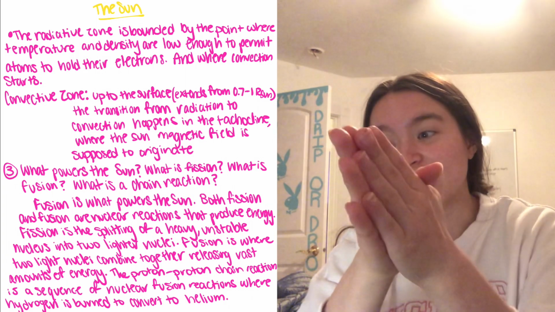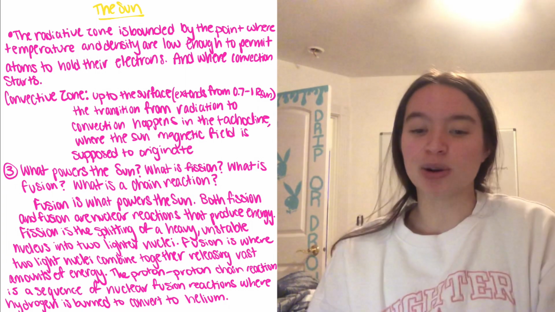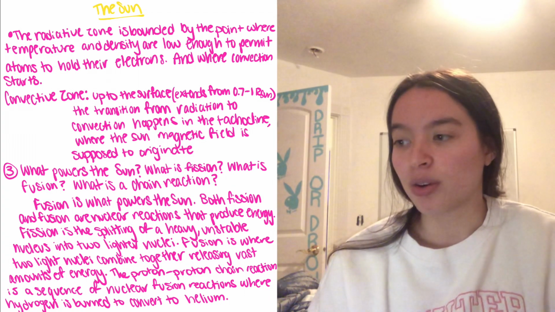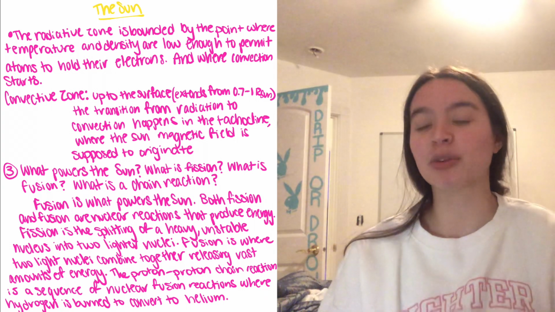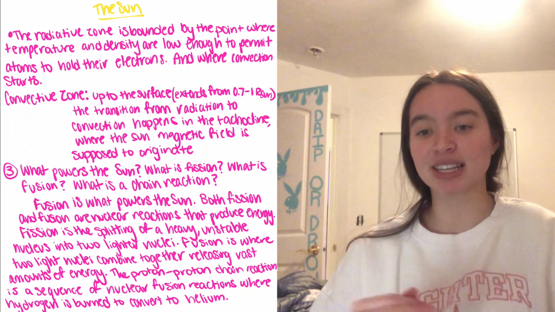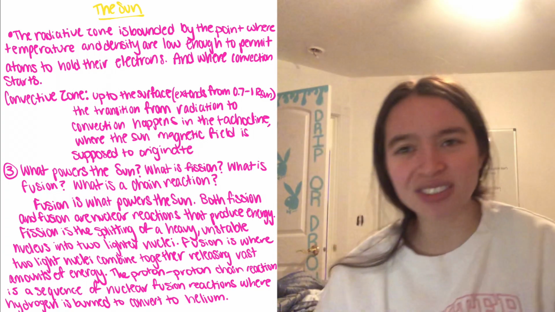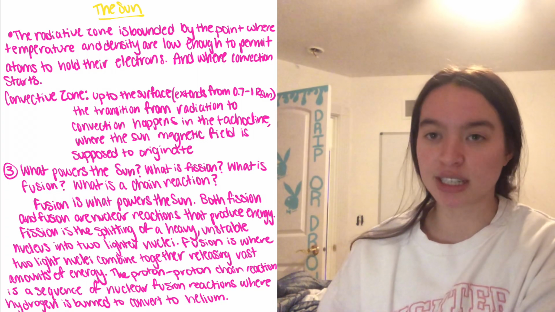Then you get into the convective zone. This goes up to the surface, so it extends from 0.7 to 1 radius of the sun. The transition from radiation to convection happens in the tachocline, where the sun's magnetic field is supposed to originate.